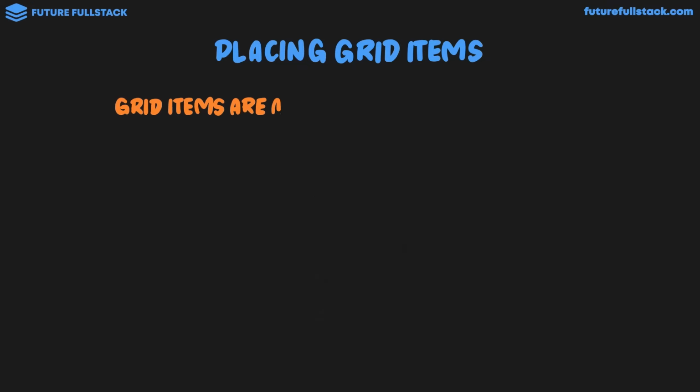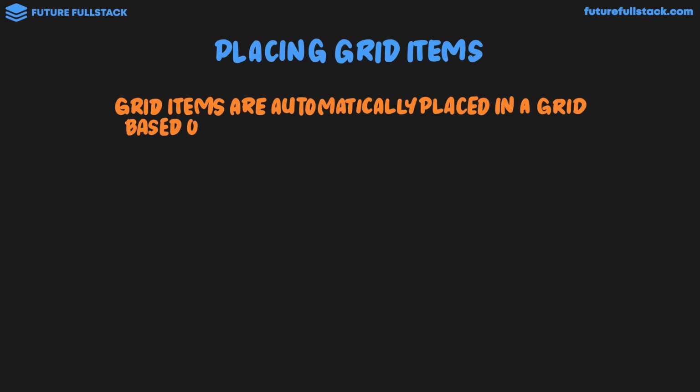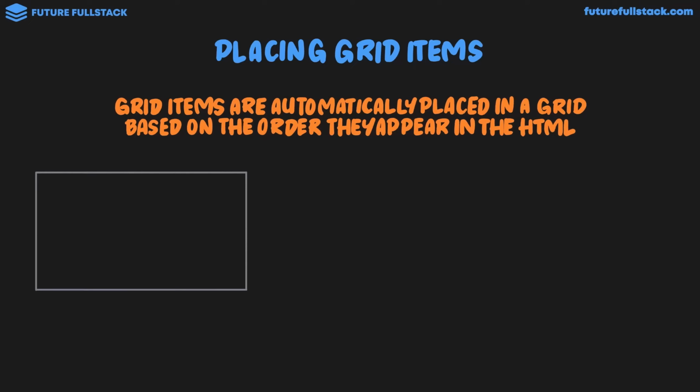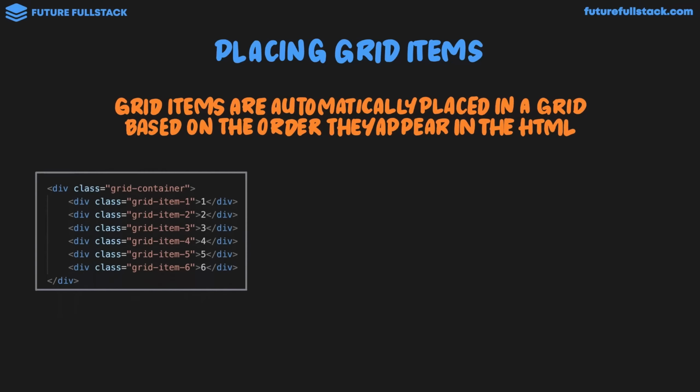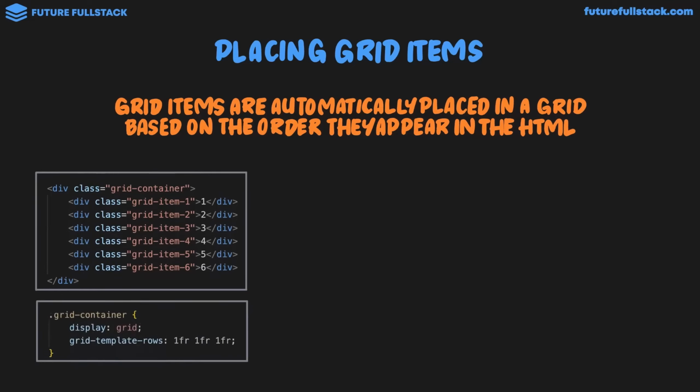Grid items are automatically placed in a grid based on the order they appear in the HTML. Let's look at some example HTML, where we have 6 grid items inside a grid container. In the CSS file, in the grid container class, we've activated grid with display grid and given this grid 3 columns, each 1 fractional unit.